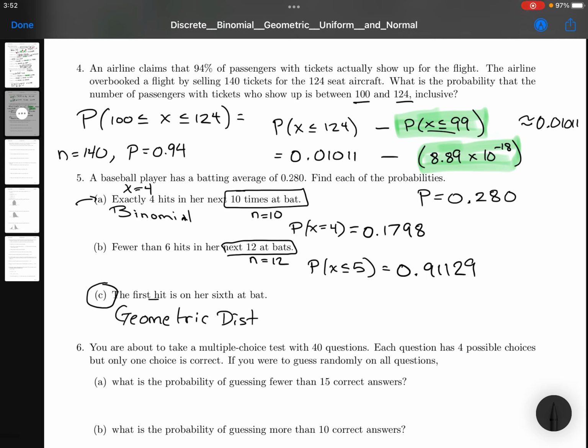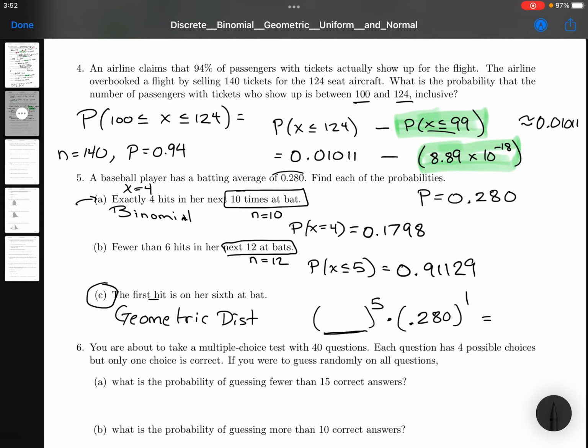So her first hit is on the 6th at bat. That means you have to fail 5 times and then succeed once, in that order.